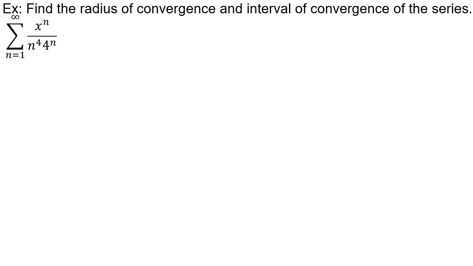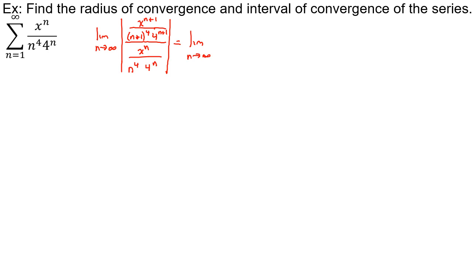Okay, let's try one more. This one will not be quite as nice as the last one. Find the radius of convergence and interval of convergence for this series. Starting the same way, let's do the limit as n goes to infinity. On the bottom part, I leave it the way it is: x to the n over n to the 4th, 4 to the n. On the top, I'll have x to the n plus 1 over n plus 1 to the 4th times 4 to the n plus 1. And I flip it to multiply to make it look a little better.